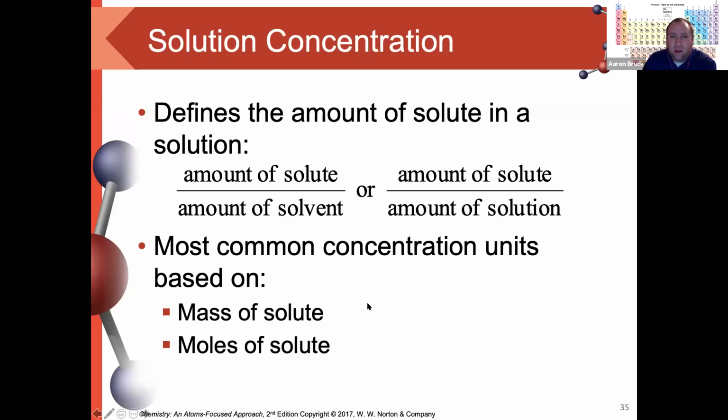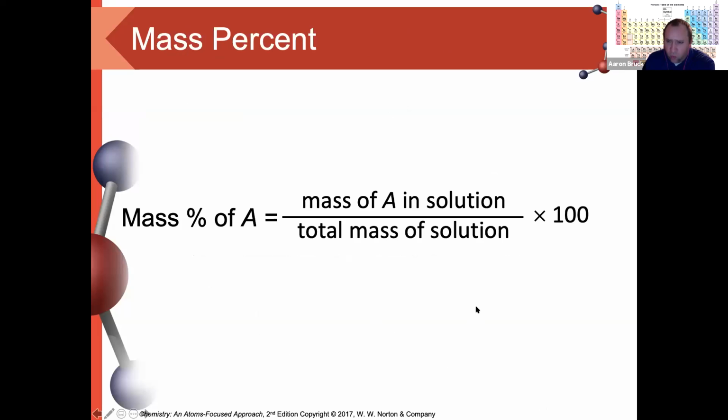So, like I said, these ratios are quite common. What we're going to start with is we're going to look at mass percent. Now, mass percent we've already seen to some degree. We talked about percent by mass composition in chapter 2. We saw a touch of it in chapter 7. When we were doing empirical formula stuff, we saw mass percent there as well.